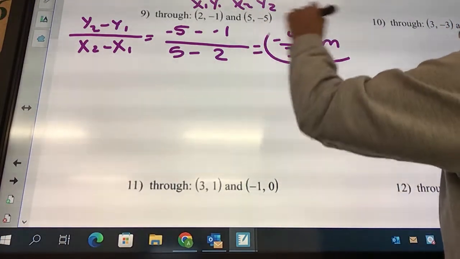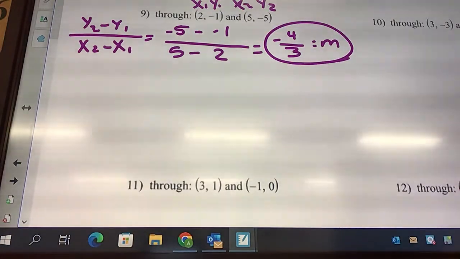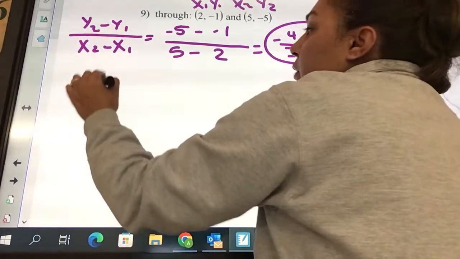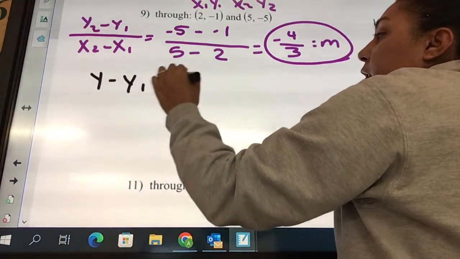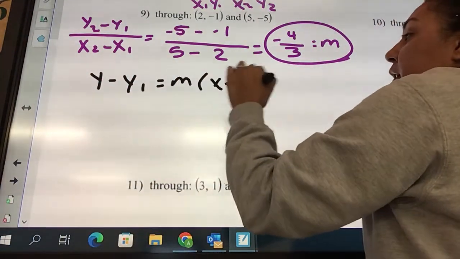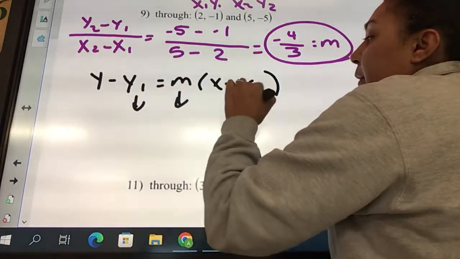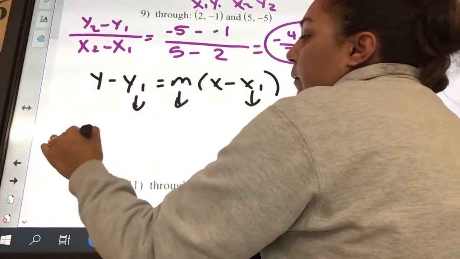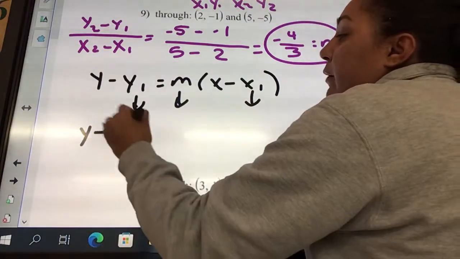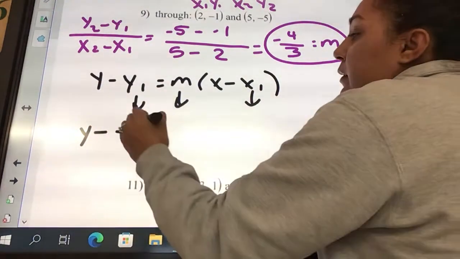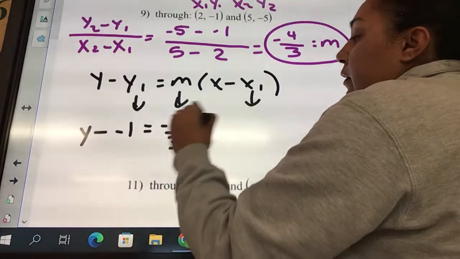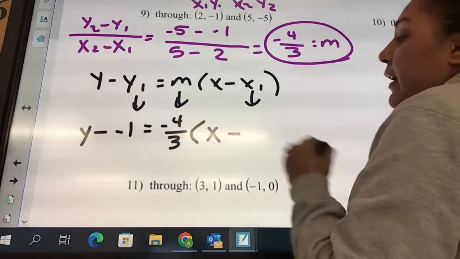This is my slope. Okay, so now I have my m and I have my x1 and y1. So now we're going to write this in the point slope form. So I got y minus y1 equals m x minus x1. Okay, well, I know my y1, my m, and my x1. My y1 is -1. My m is -4/3. X minus my x1 is 2.